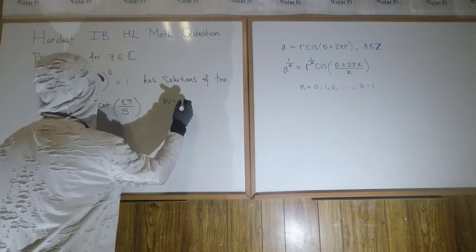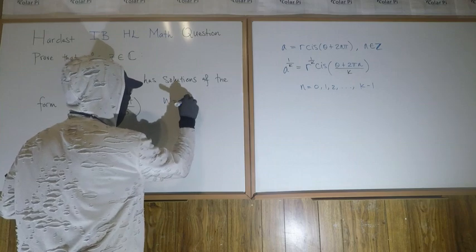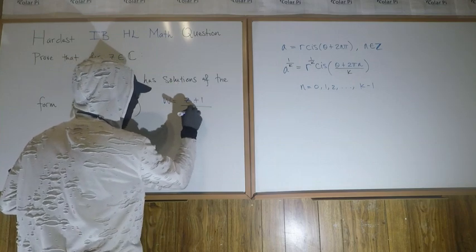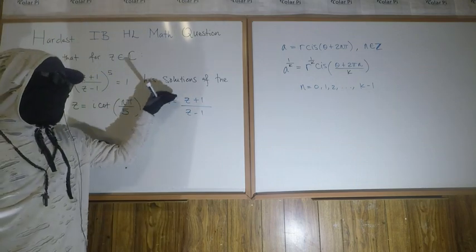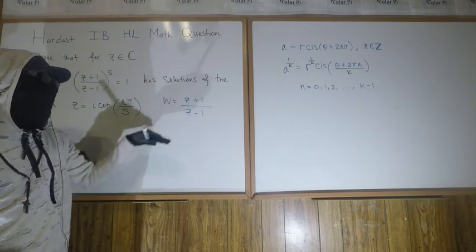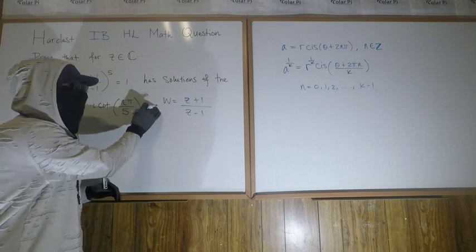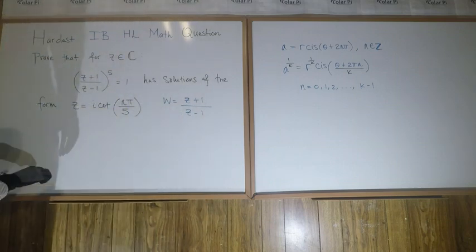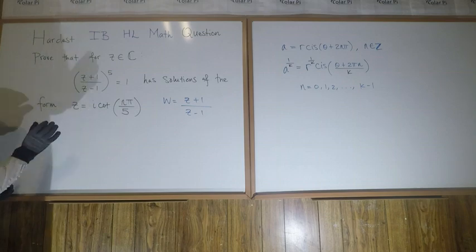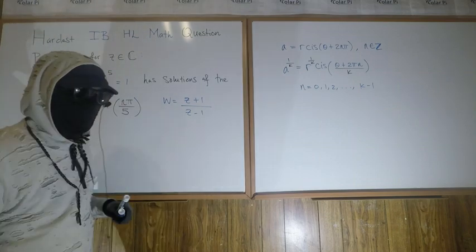w the quotient (z+1)/(z-1). Now remember, z itself is a complex number, and as w is a quotient of two complex numbers, z plus 1 and z minus 1, w also is a complex number. Now notice that what we need to do is solve for z.